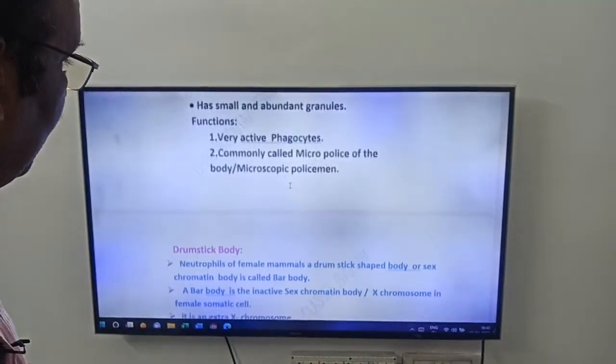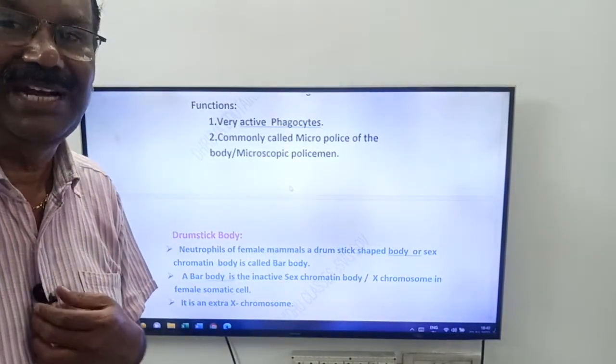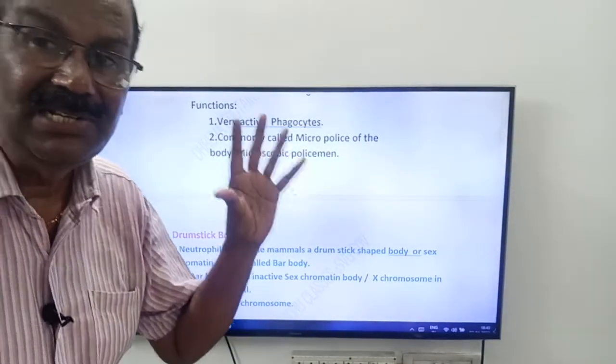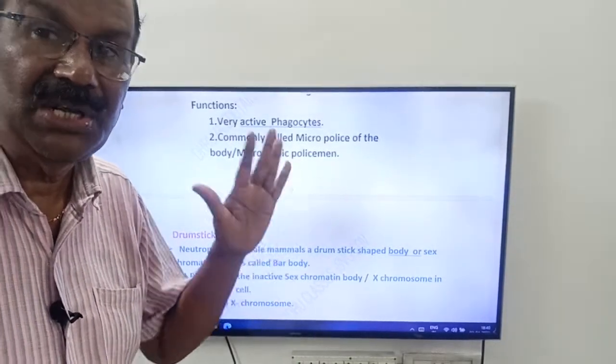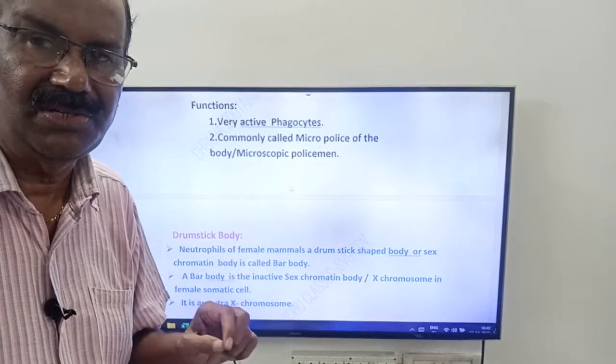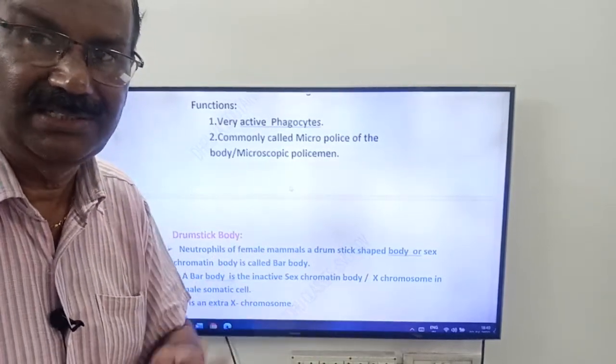Now come to function, friends. Neutrophils are very active phagocytes. Out of the 3 granulocytes, neutrophils are very active phagocytes. Eosinophils are less active. Basophils are not phagocytic.